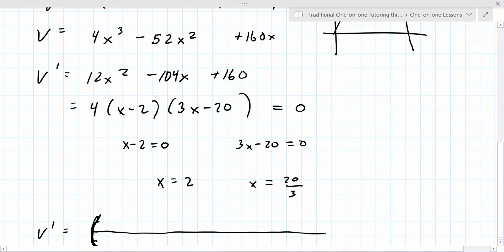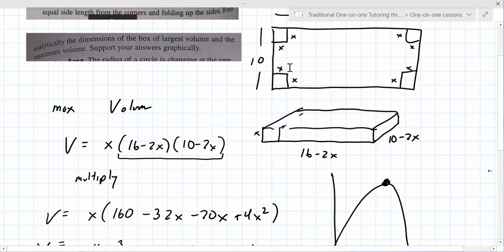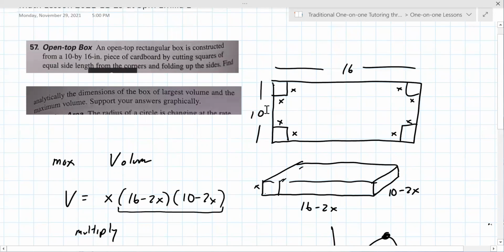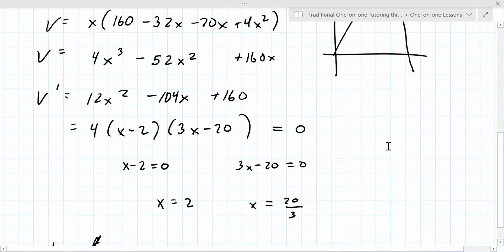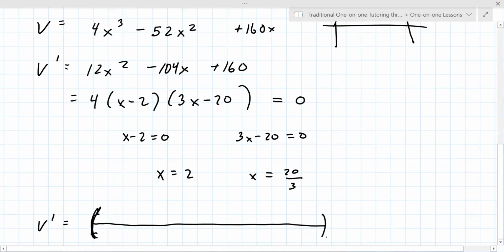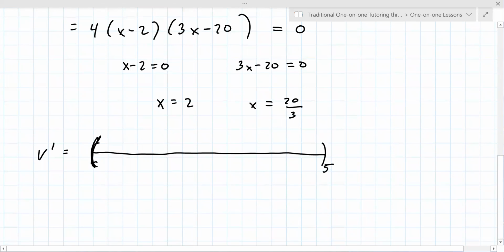And then on the other side, you can't cut too much. If you cut more than 5, there is no box, which is half of 10. You can't cut more than 8 because that's half of 16. So it ends over here at 5. So this critical point on the right, 20/3, is approximately 6 2/3. It's too large, so you actually exclude that one.